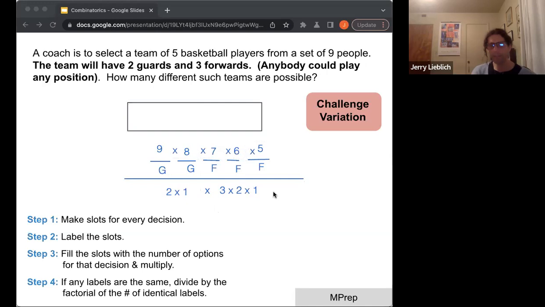So this is what's going to happen when you see multiple categories that get repeated. You take each one and divide by the number of repetitions factorial. Then, of course, I'm going to do my canceling again. 3 by 2 gives me 6. 2 by 8 gives me 4 there. So when I multiply these all out, I end up with 1260.